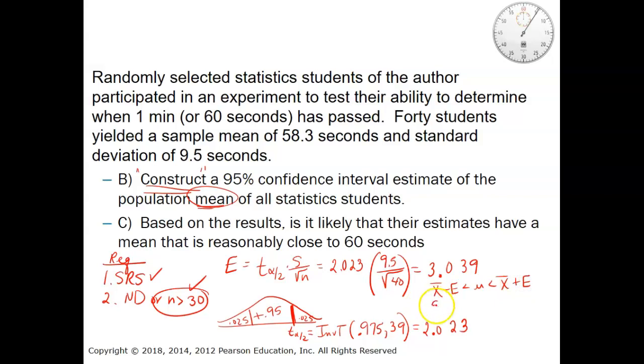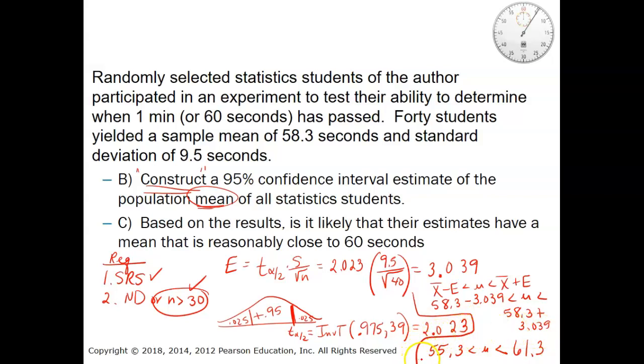So my sample mean was 58.3, and I'm going to subtract from that 3.039, and then I'm going to add that to it. So when I simplify that, okay, so this is my confidence interval.